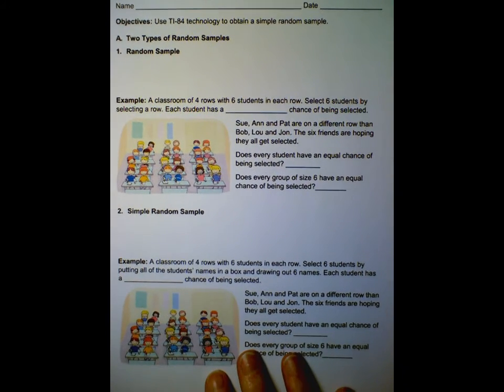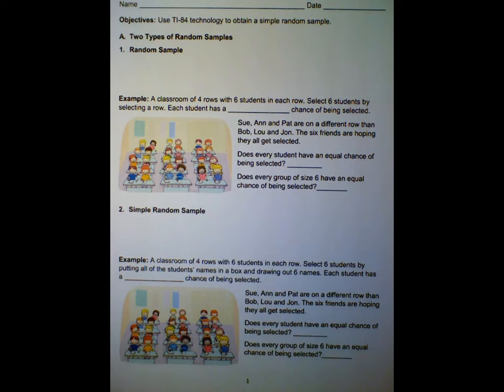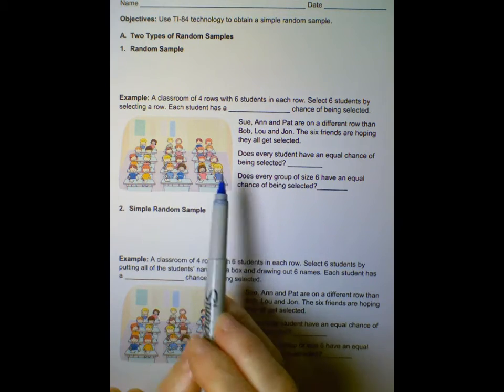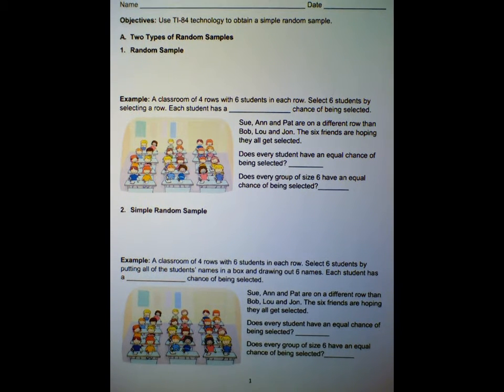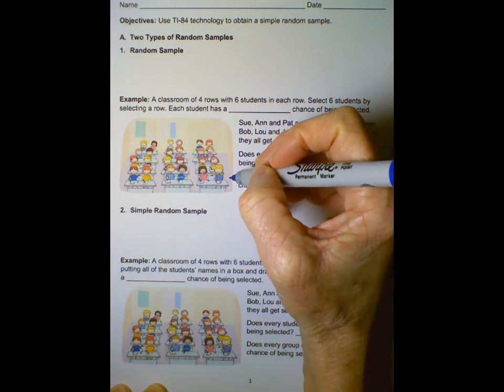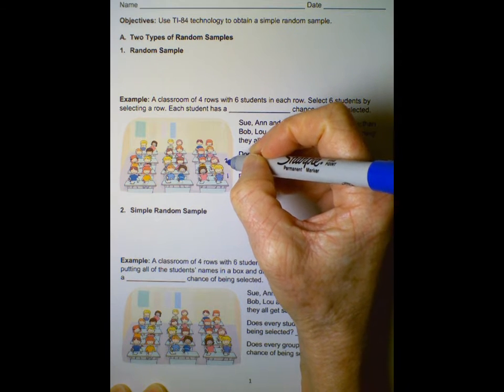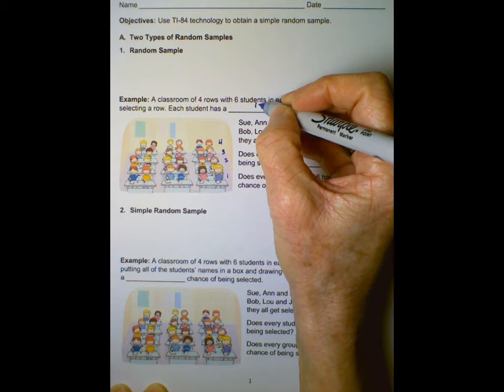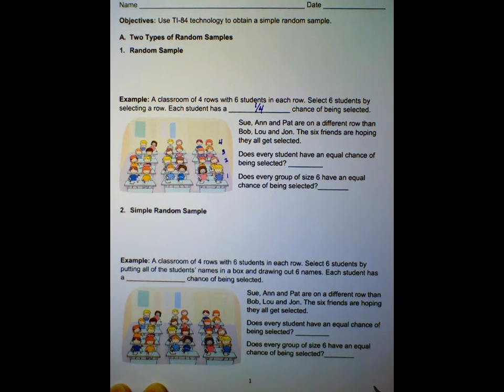Okay, so in the first example, we have a classroom of 4 rows. The rows are horizontal, and 6 students in each row. And we're to select 6 students by selecting a row. So each student has some fraction of a chance of being selected. This is where our probability comes in. If they're choosing by row, row 1, row 2, row 3, or row 4, each student has a 1 out of 4 chance of being selected because they're in one of those 4 rows.